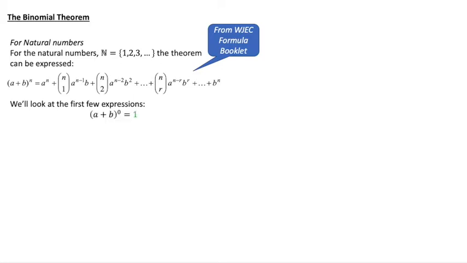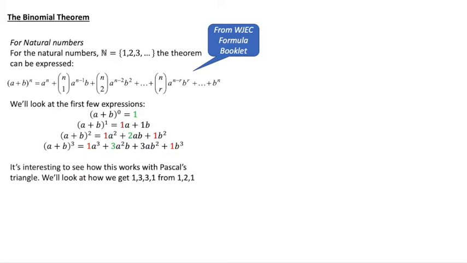So if we have (a + b) to the naught, that would just give us 1, as we know. If we have (a + b) to the power of 1, we know that that is 1a + 1b. If we have (a + b) squared, that gives us 1a squared + 2ab + 1b squared. And if we have (a + b) cubed, we have 1a cubed + 3a squared b + 3ab squared + 1b cubed. And we can see building up there is Pascal's triangle.